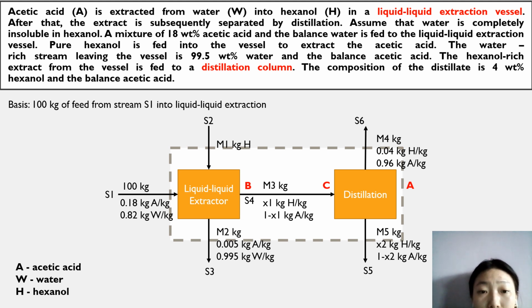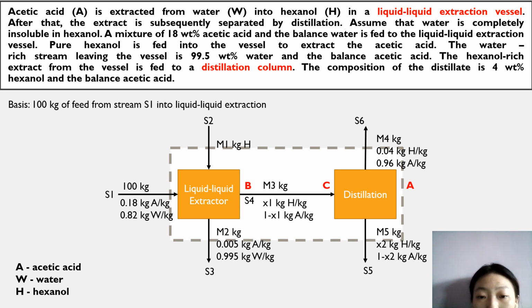The other input stream of the liquid-liquid extractor is an unknown amount of hexanol. The output stream S3 from the liquid-liquid extractor has an unknown amount, M2 kg, with the composition of 0.005 acetic acid and 0.995 water. The other output stream of the liquid-liquid extractor goes through the distillation; this stream has an unknown amount, M3 kg, and unknown compositions, which are S1 kg of hexanol and 1 minus S1 kg of acetic acid.